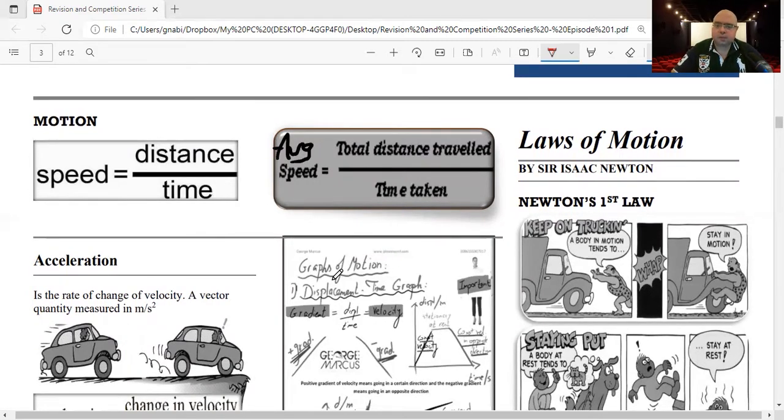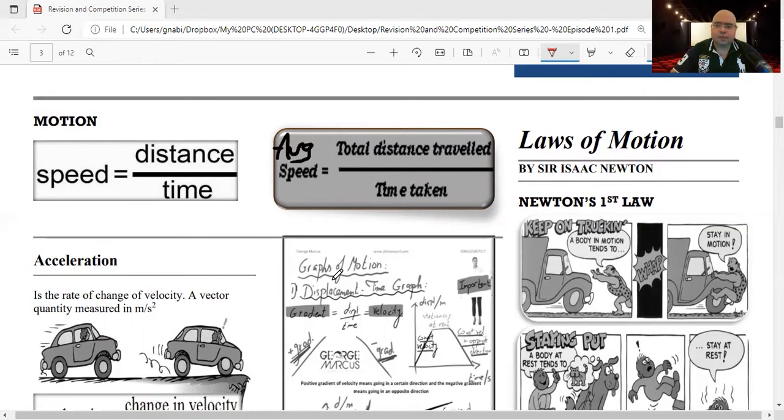Speed is a scalar quantity because it has a magnitude only. Velocity is a vector quantity because it has both magnitude and direction. That's right. If you want to find the speed, you divide distance by time. But if you want to find the average speed, you divide the total distance by the total time. Exactly. This is if the object was moving at a constant speed.